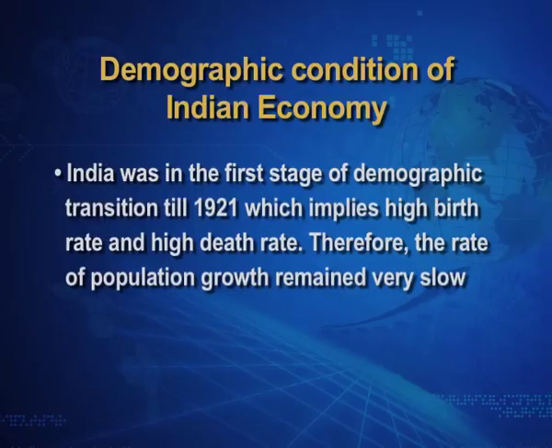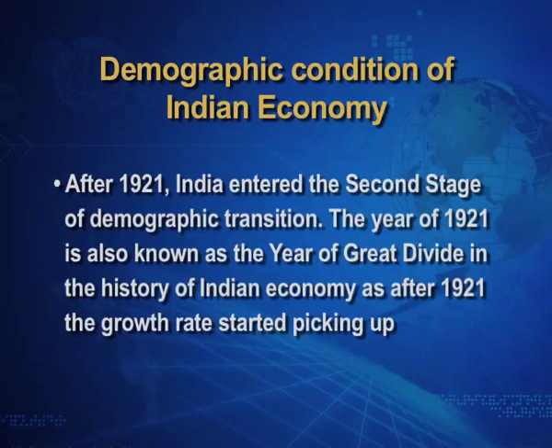India was in the first stage of demographic transition till 1921, which implies high birth rate and high death rate. Therefore, the rate of population growth remained very slow. After 1921, India entered the second stage of demographic transition. The year of 1921 is also thus known as the year of Great Divide in the history of Indian economy, as after 1921, the growth rate of population started picking up.